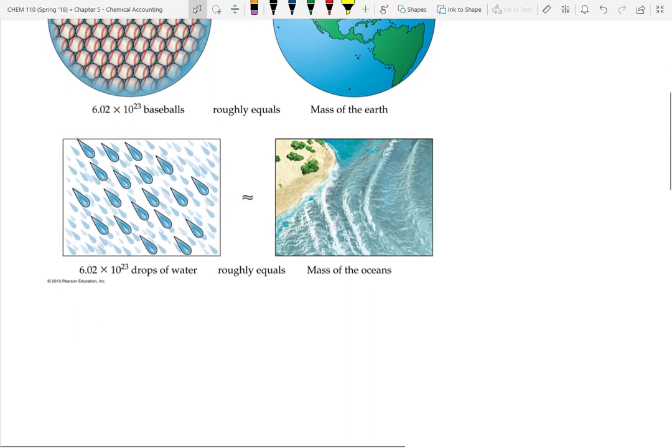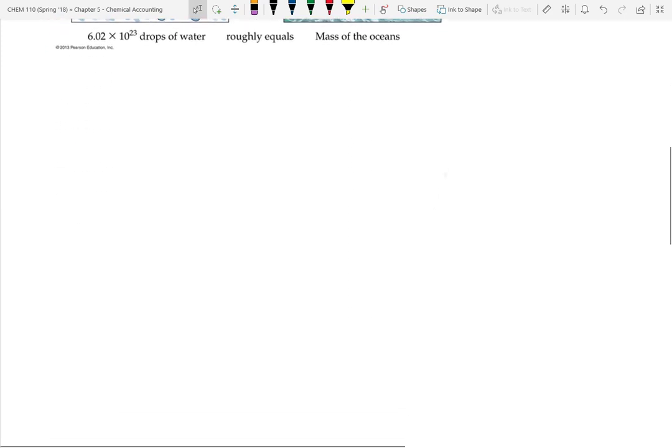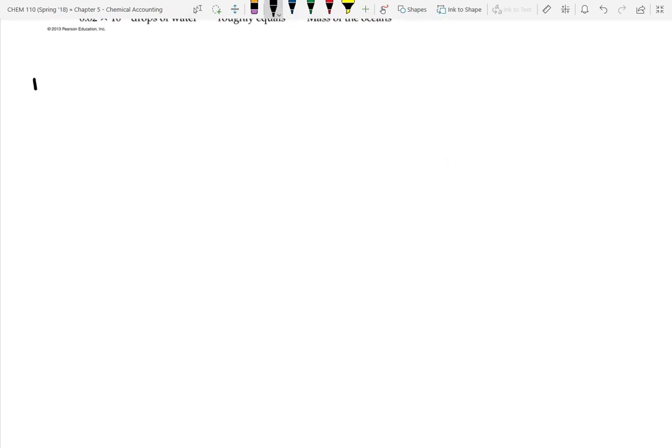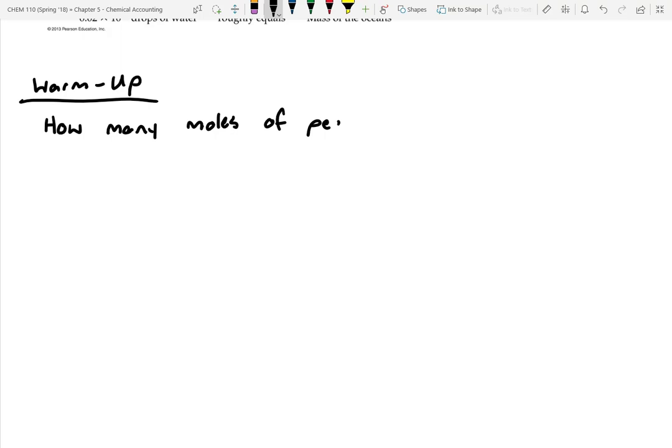All right, so let's do some practice. And we're going to do a little bit of unit conversion. So for warm-up, we're going to do unit conversion. And what I want us to do is convert the number of people on Earth into moles. So how many moles of people are on Earth?